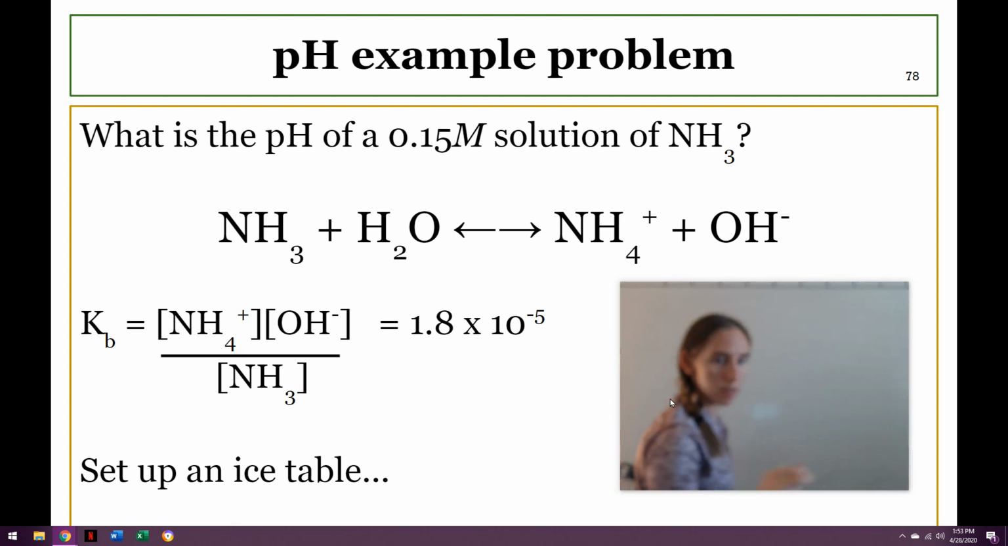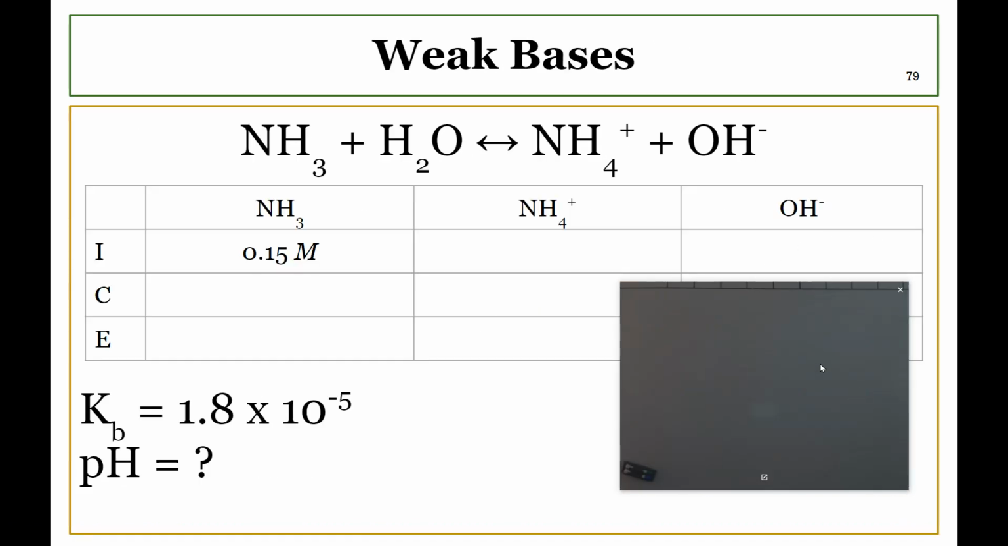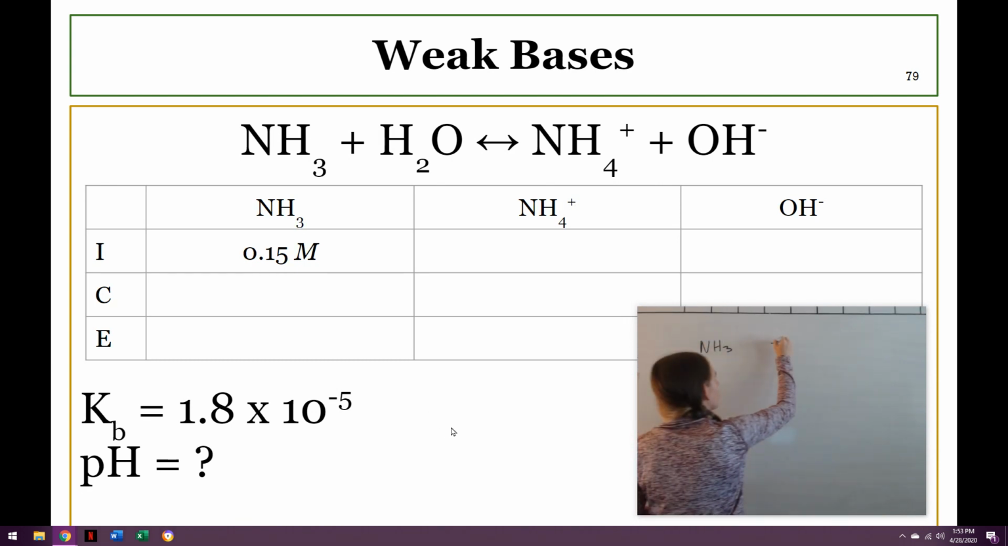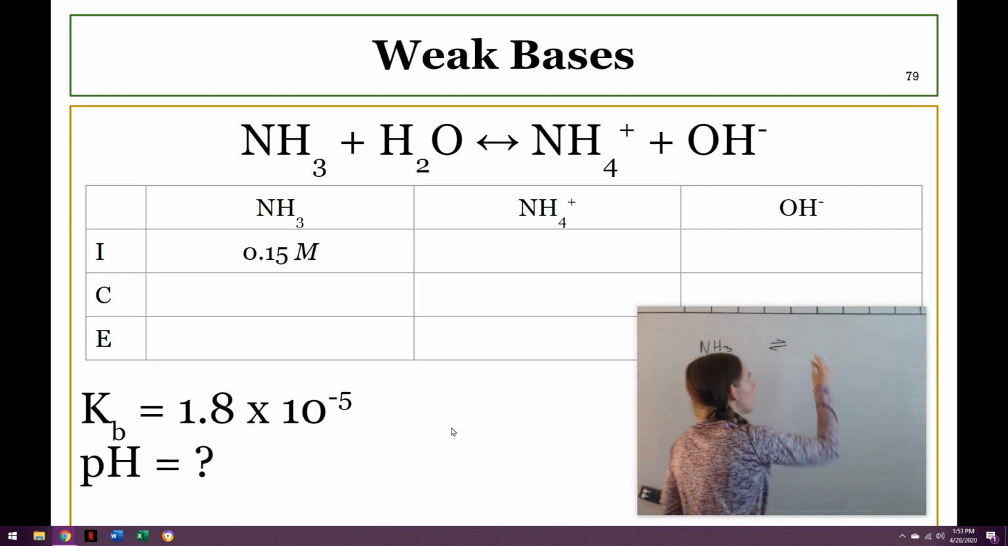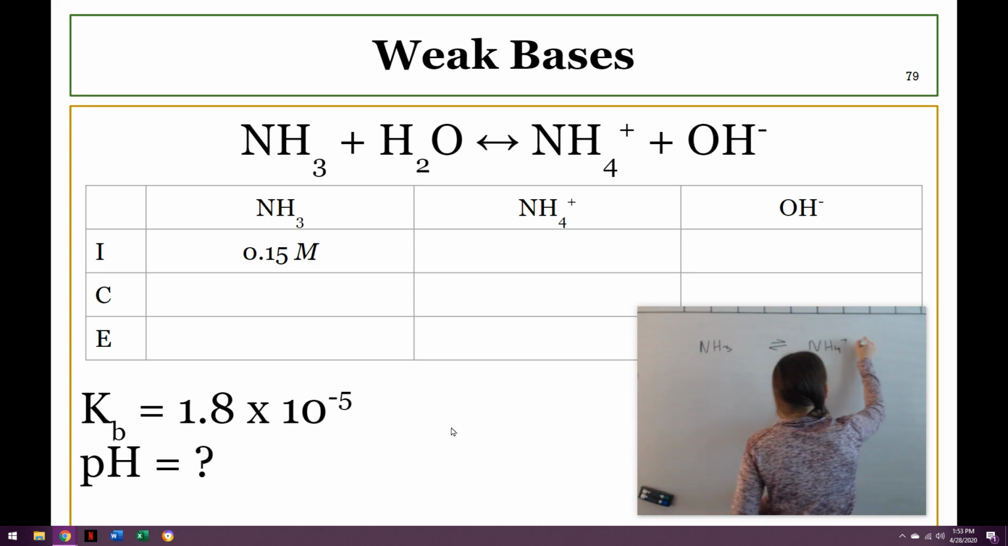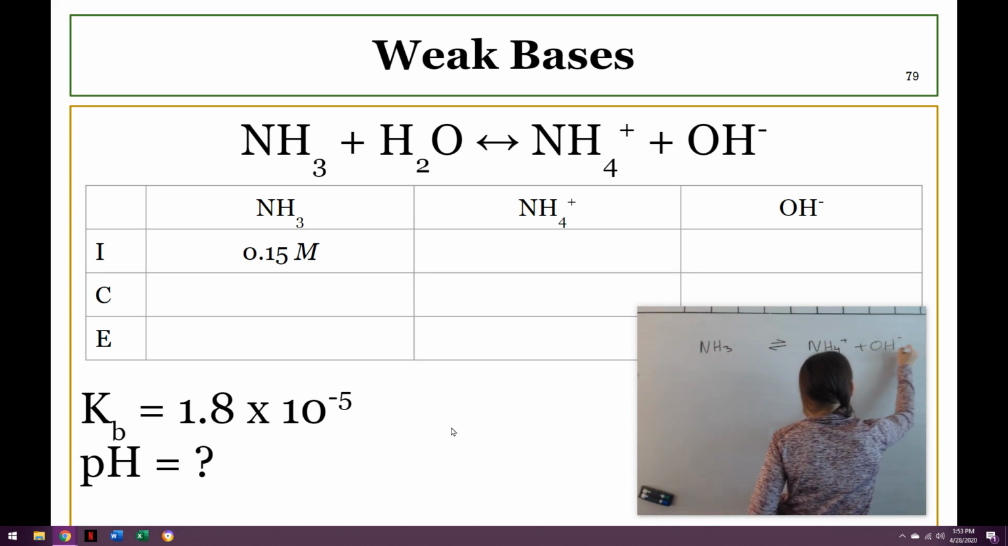Let's go into the ICE table here. In fact, I've got it on the next slide. So we have NH3. We can ignore water for the moment because it's not going to be set up in our equation. And then we have NH4 plus hydroxide.